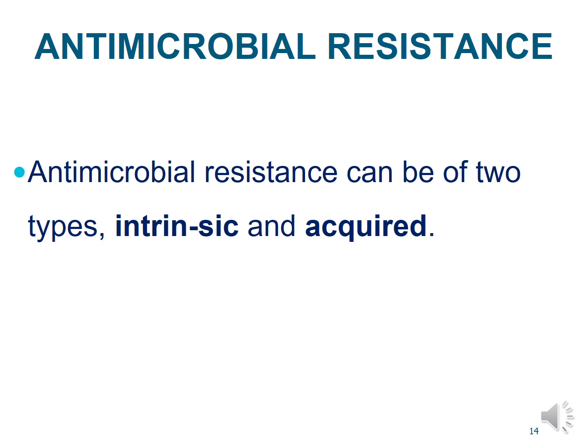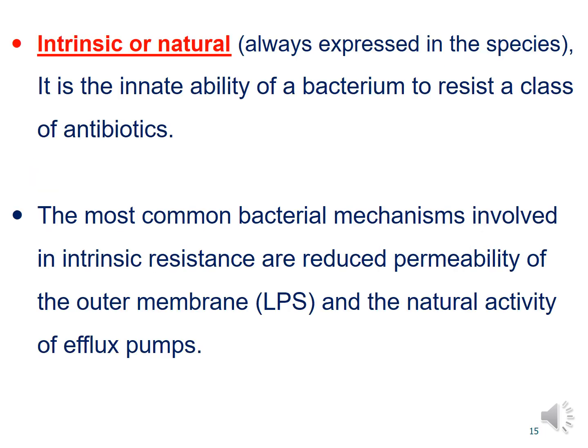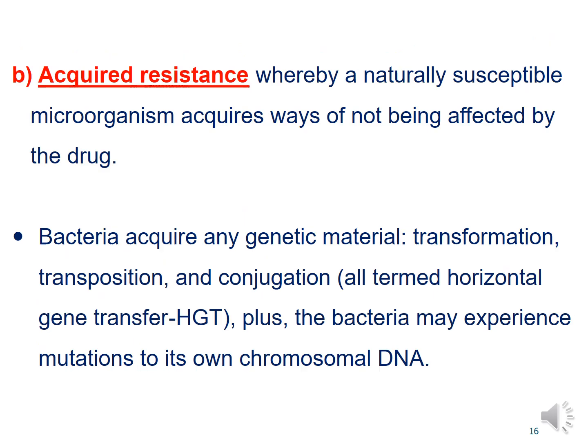Antimicrobial resistance can be of two types: intrinsic and acquired. Intrinsic is always expressed in the species. It is the innate ability of the bacteria to resist a class of antibiotics. The most common bacterial mechanisms involved in intrinsic resistance are reduced permeability of the outer membrane and natural activity of the efflux pumps. Acquired resistance is when a naturally susceptible microorganism acquires the ability to not be affected by the drug.